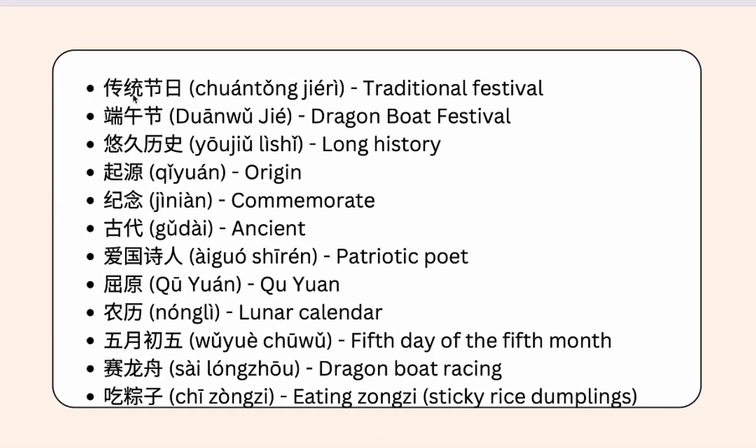Okay, so the first one is 传统节日. 传统 you can use as a noun, means tradition, but you can also use as an adjective, means traditional. 节日 is festival or holiday. So 传统节日, that's traditional holiday or traditional festival. 端午节, that's Dragon Boat Festival.